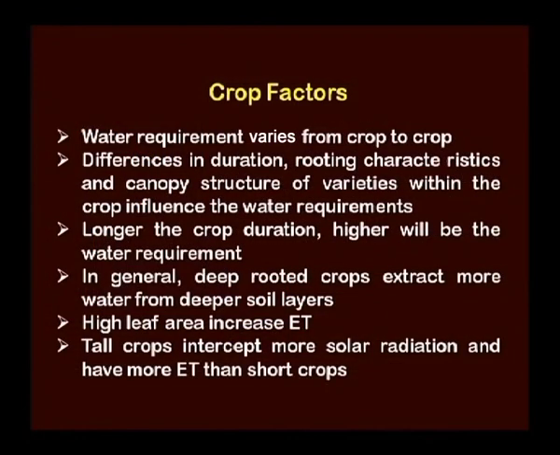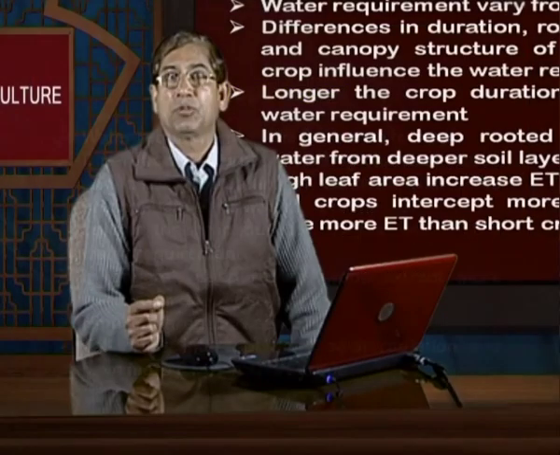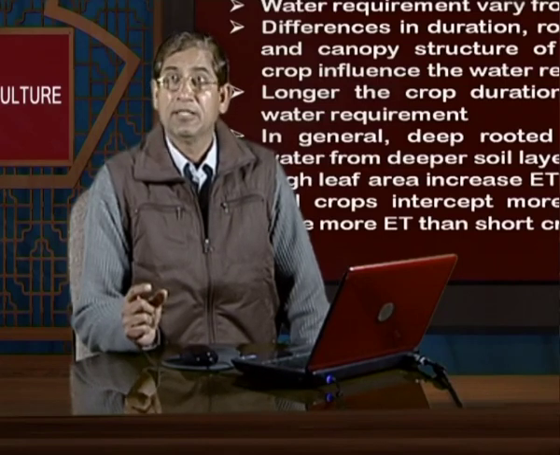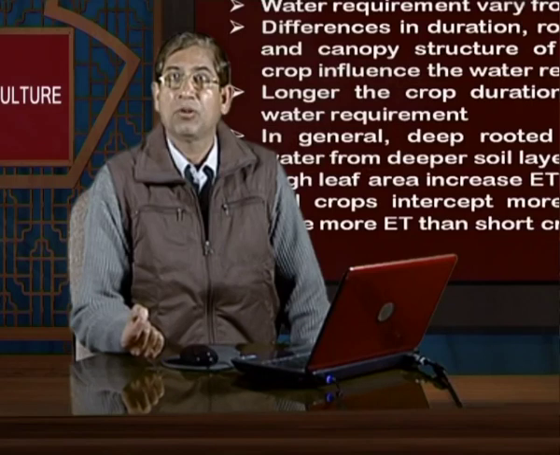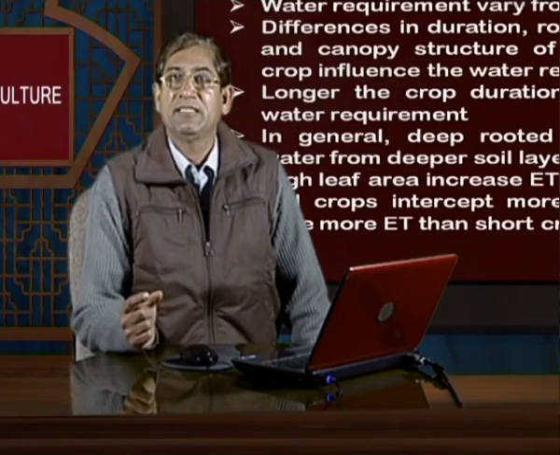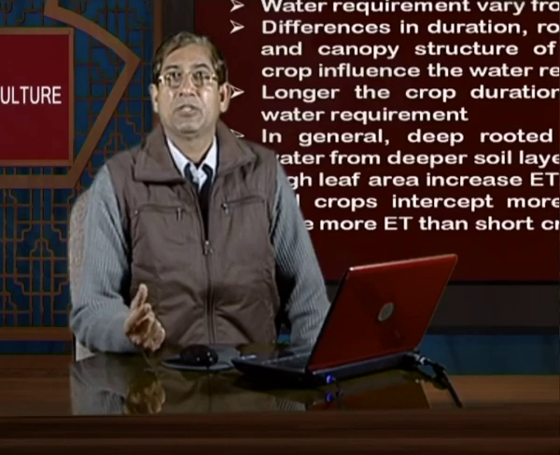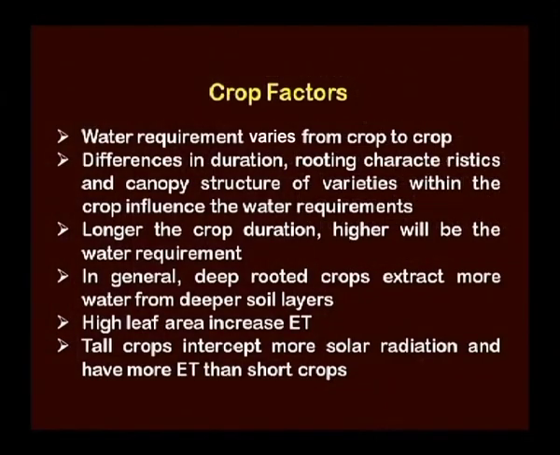Differences in duration, rooting characteristics and canopy structure of the varieties within the crop influence the water requirements. Again, I would like to quote the example. In case of wheat, variety Raj 3077 has less water requirement in comparison to variety PBW 343. So, this is due to the difference in yield potential of a particular variety, due to difference in growing period of the variety. So, because of these differences, the water requirement even differs from variety to variety.